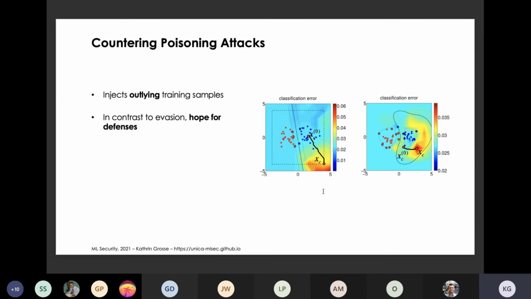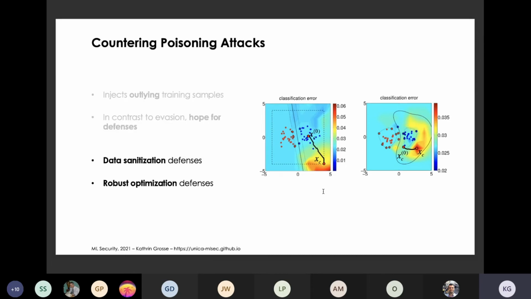In evasion, everything feels kind of hopeless, because you can always attack again and attack again. But because of this outlying property of those samples, there is actually a chance that we might be able to understand these attacks and build defenses that actually work. In the kind of poisoning that we are talking about now, there are mainly two different kinds of defenses. We call these data sanitization defenses and robust optimization defenses.